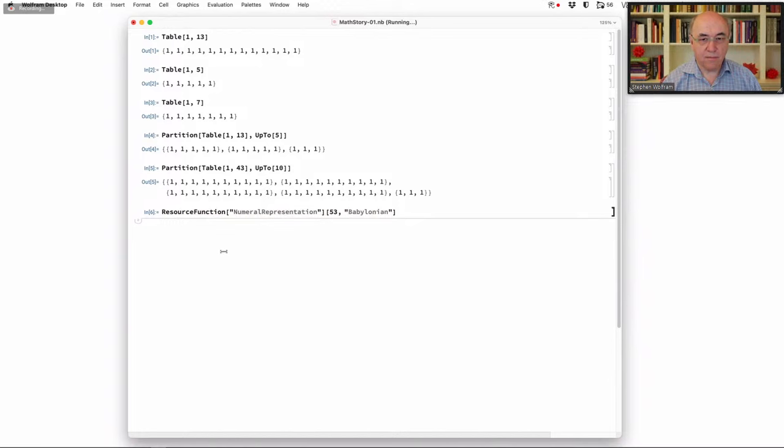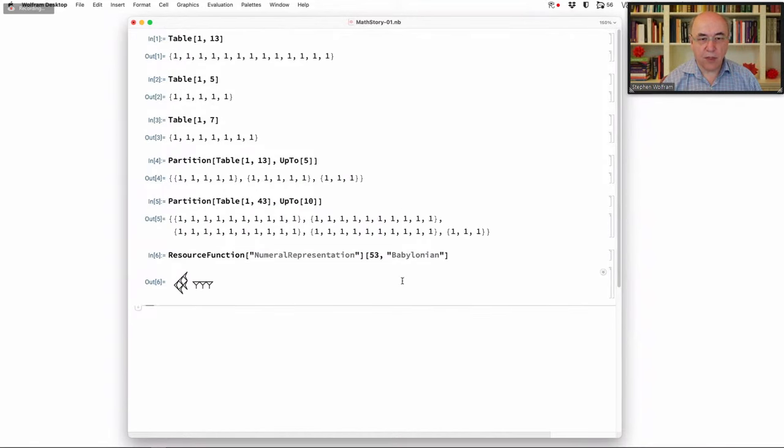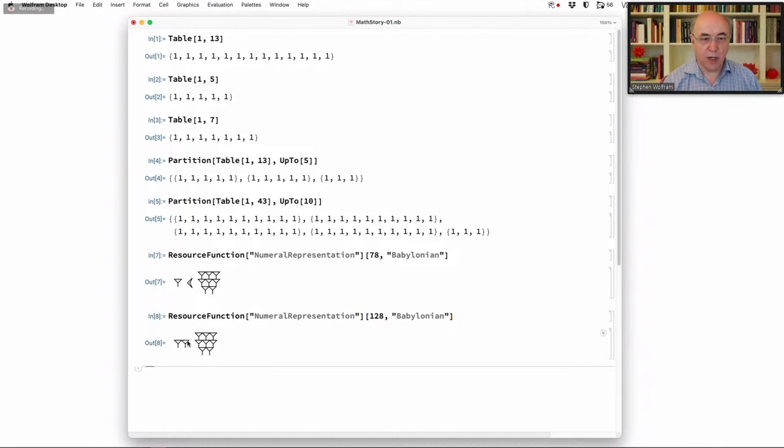Okay, maybe I should make this a little bigger here. That's the Babylonian for 53, and we can see five little marks of this kind and three little marks of that kind. If we do 78, we're seeing slightly different markings, because that mark there represented 60, that mark there represented 10, and then we've got eight left over. And in the Babylonian system, if we go to 128, we'll probably get two marks for 60 and eight marks for one.